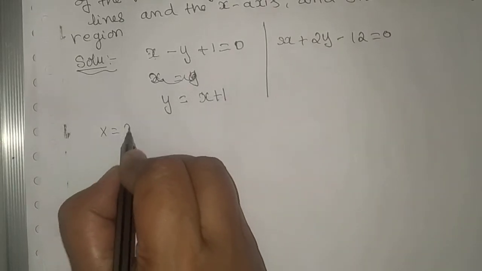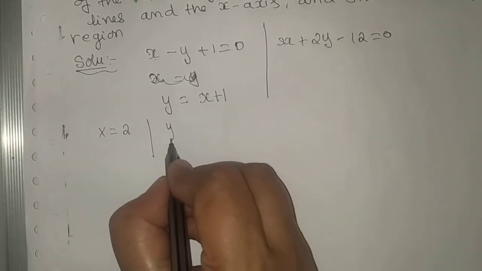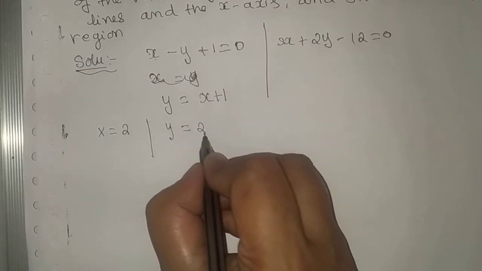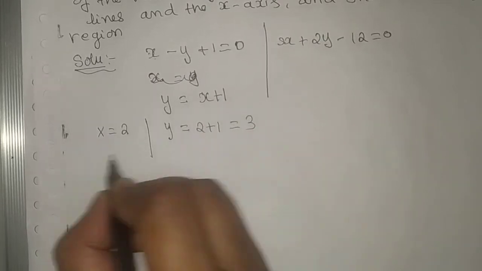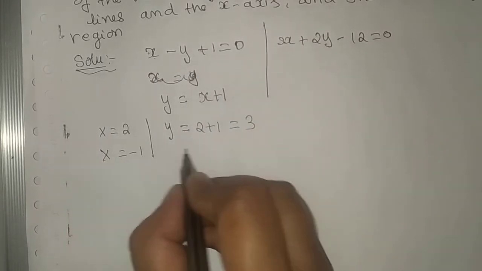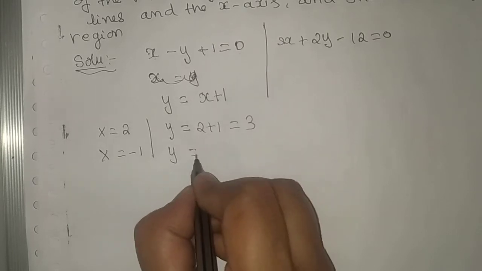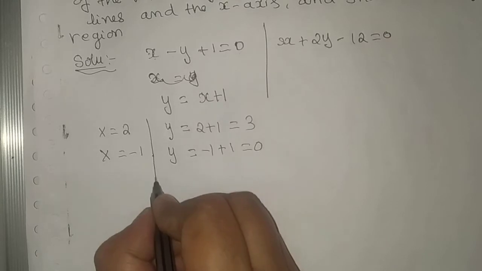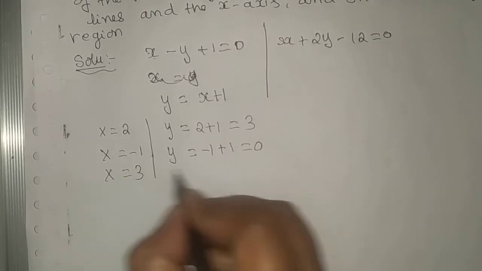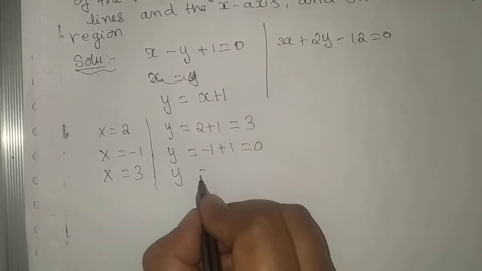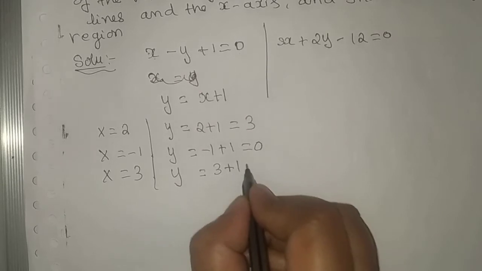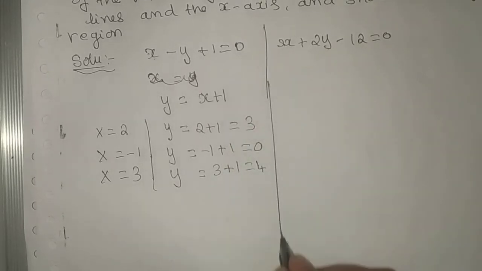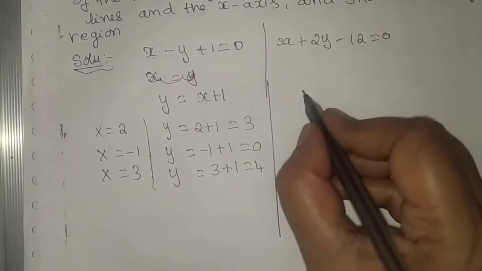Then we take x is equal to 2, y will be 2 plus 1, which is equal to 3. Then x is equal to minus 1, then y is equal to minus 1 plus 1, which will be 0. Similarly x is equal to 3, we take y is equal to 3 plus 1, which is equal to 4. So take the next equation.